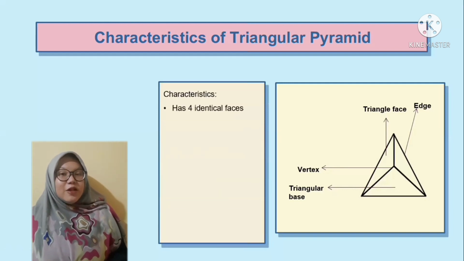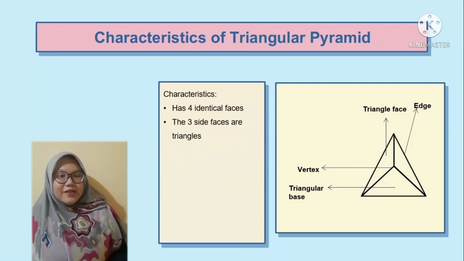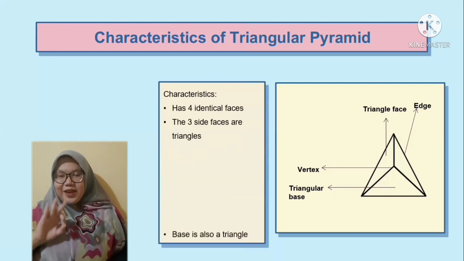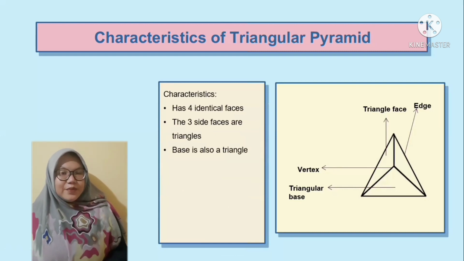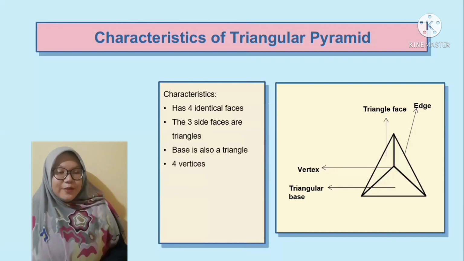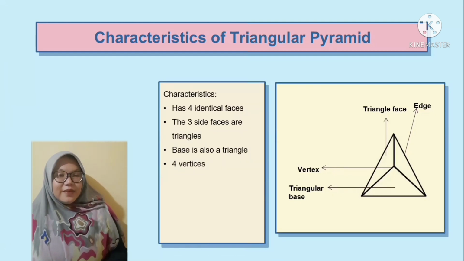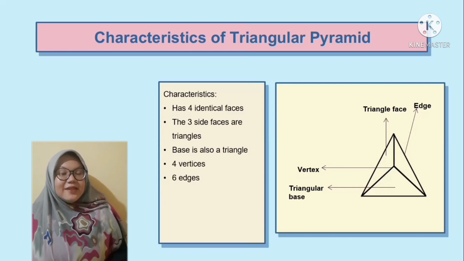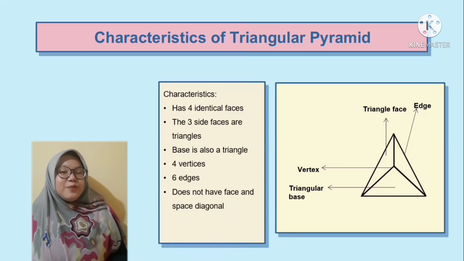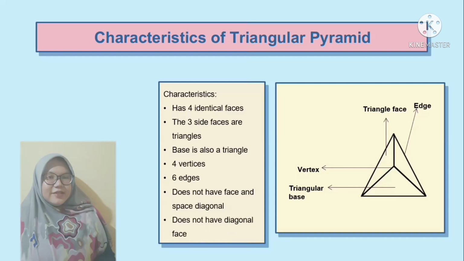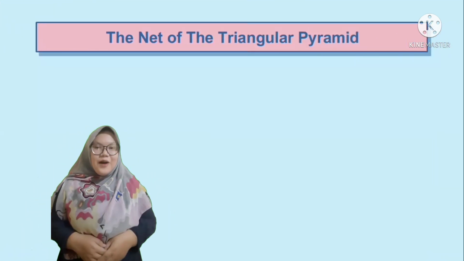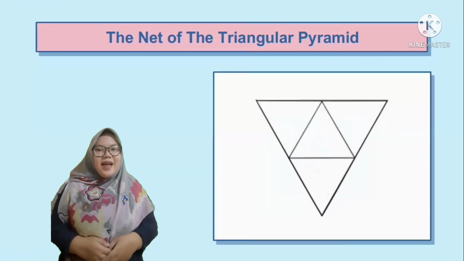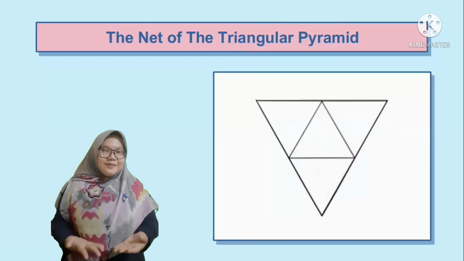1. A triangular pyramid has 4 identical faces. 2. The 3 side faces are triangles. 3. The base is also a triangle. 4. A triangular pyramid has 4 vertices. 5. A triangular pyramid has 6 edges. 6. It doesn't have face and space diagonal. And the last, it doesn't have diagonal face. Okay guys, the picture beside me is that of a triangular pyramid.